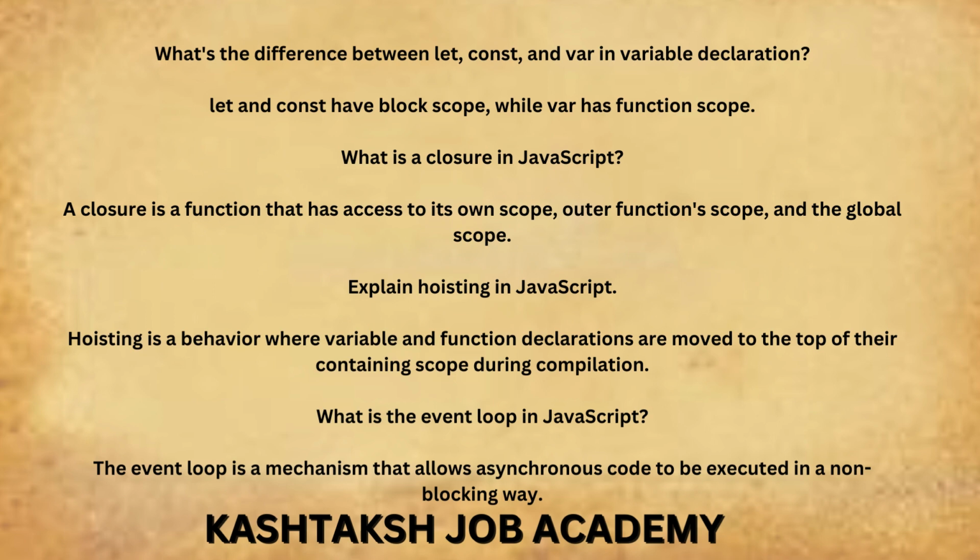What is a closure in JavaScript? A closure is a function that has access to its own scope, outer function scope, and the global scope. Explain hoisting in JavaScript. Hoisting is a behavior where variable and function declarations are moved to the top of their containing scope during compilation.